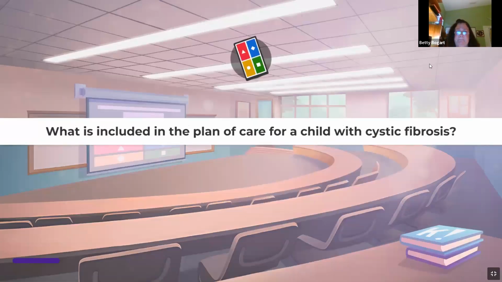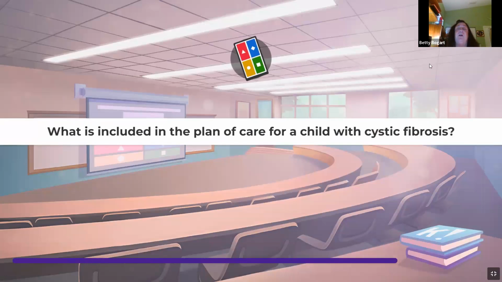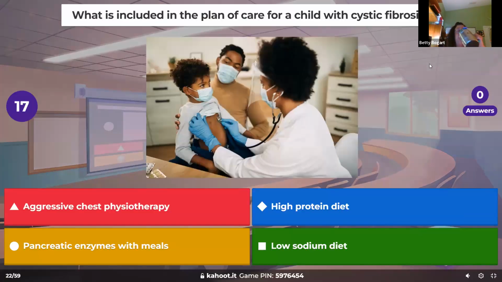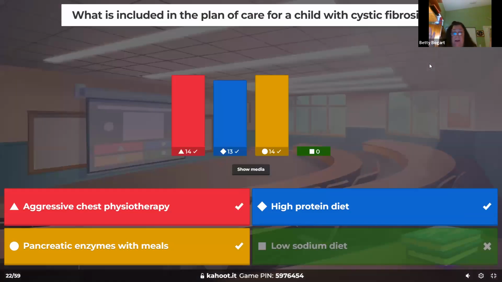A multi. What is included in the plan of care for a child with cystic fibrosis? So remember, they're losing fat. Fat's gone. So that's one of them. Carbohydrates, fat, and proteins. Fats are gone. So I'm going to tell you, we're going to increase protein. Absolutely. We are going to do that aggressive physical therapy to the chest. We want to keep that lung moving and keep it from getting all clogged up. And again, the pancreatic enzymes. Very good. Good job, guys.